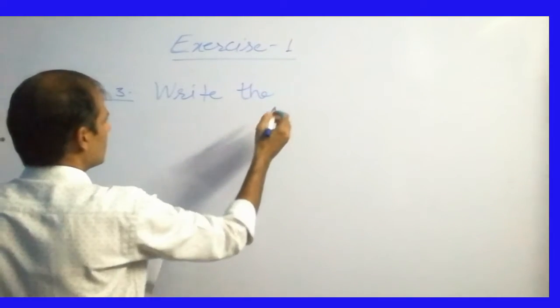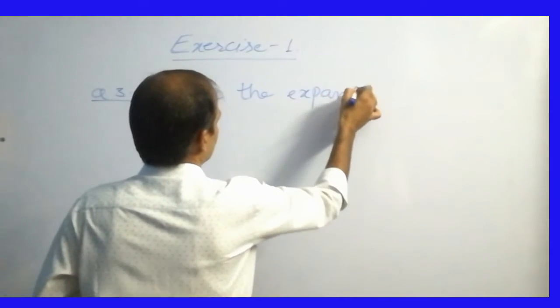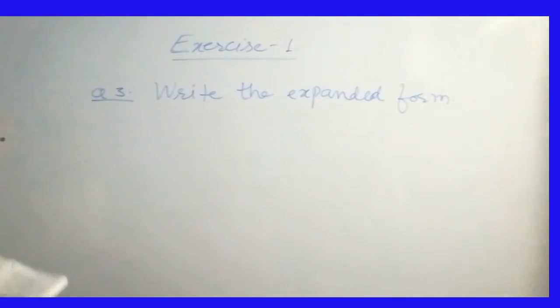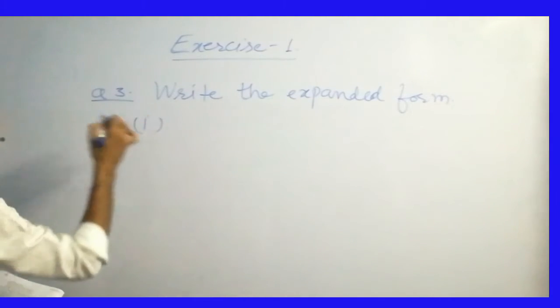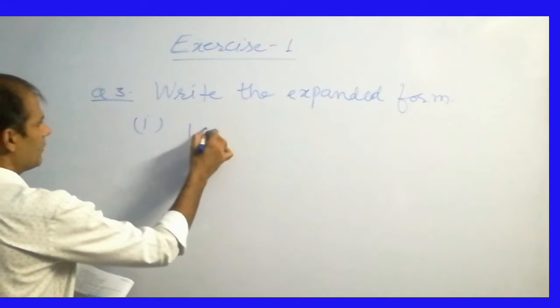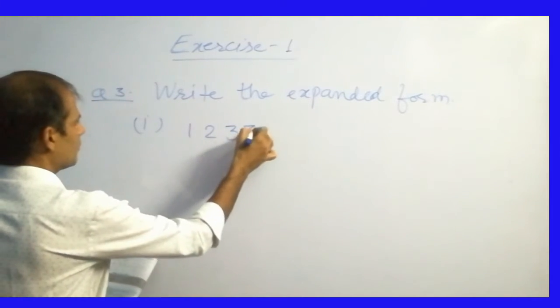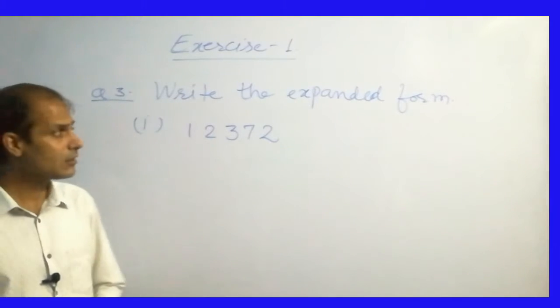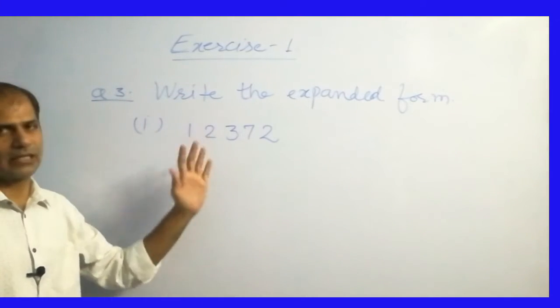write the expanded form. First part. Okay, I am going to solve first part. The number is 1 2 3 7 2. Okay students, it is 12,372, as we have to write this number in expanded form.